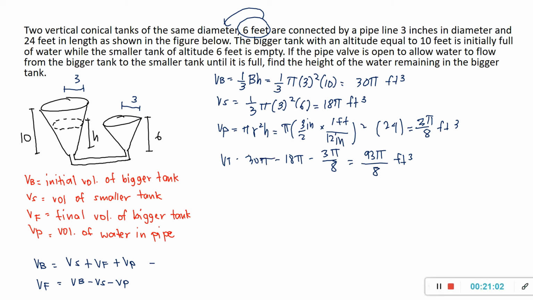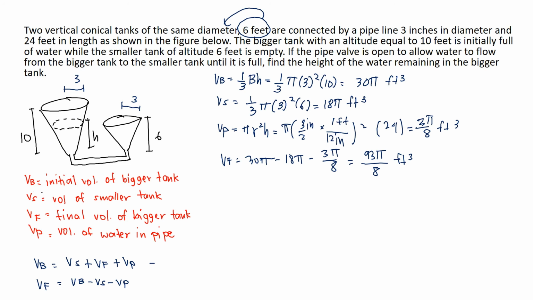Alright. That is its VF. Okay, so what do we need? We need the height. If you think about it, class, we know the volume of the bigger tank, we know the volume of the smaller tank, and also we know the height of the smaller tank and this height. So, you can actually use similar solids. It is just like similar triangles, but in this case, it is similar solids. So, what we will use is the volume.